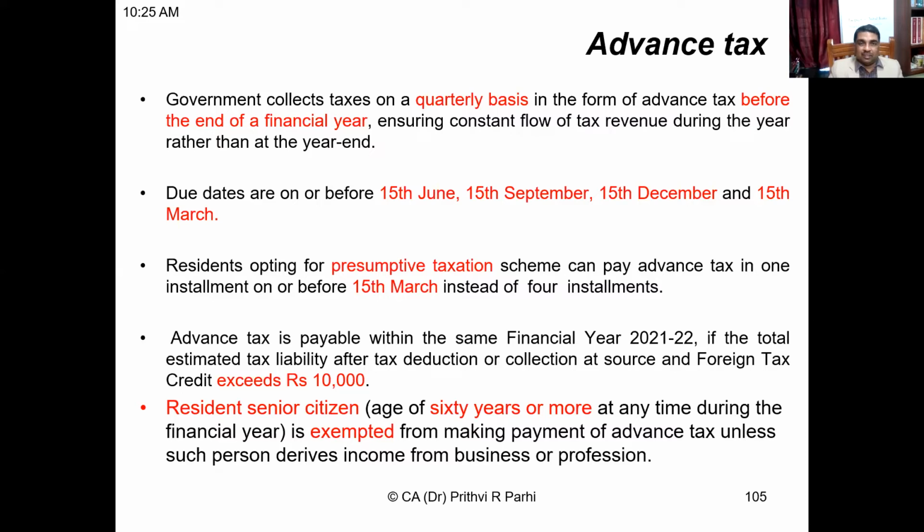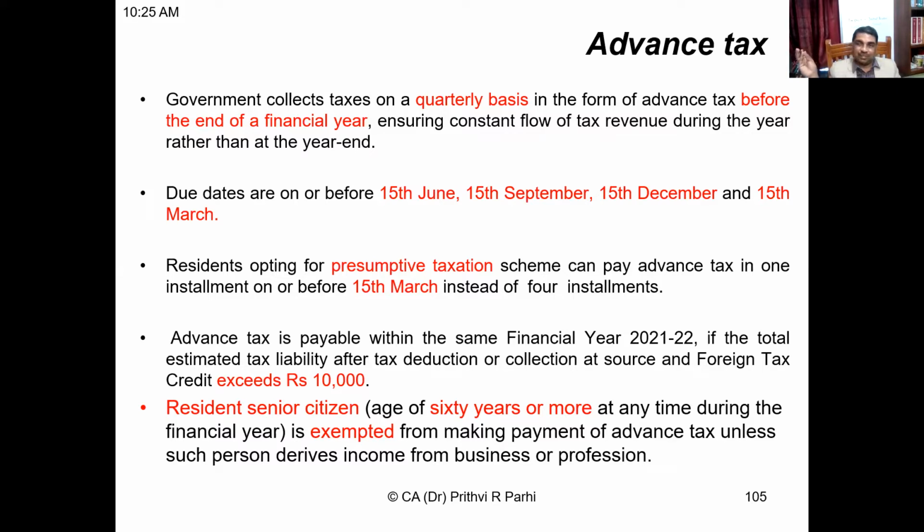As you can see here, you can look at this slide, what it says. On a quarterly basis, before the end of the financial year, this tax collection has to be made. So due dates are 15th June, 15th September, 15th December, and 15th March. By 15th of these dates, for let us say the first quarter, first quarter means April, May, June. That has to be paid by 15th June.